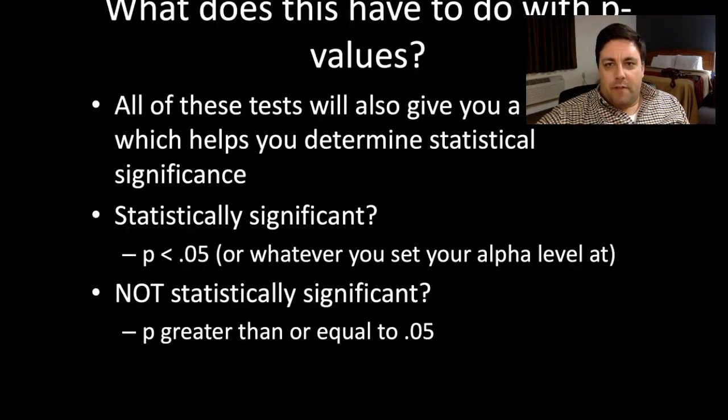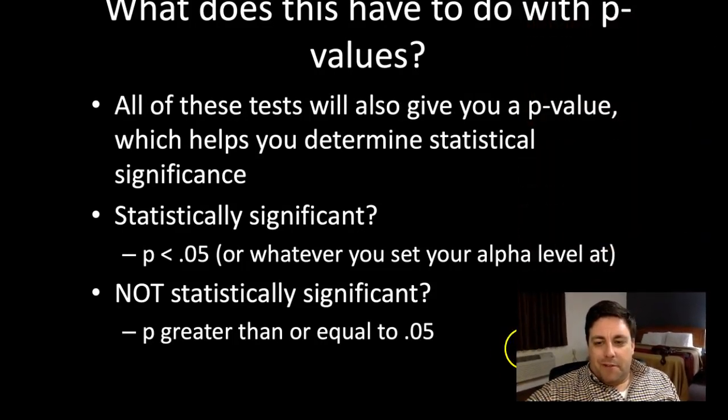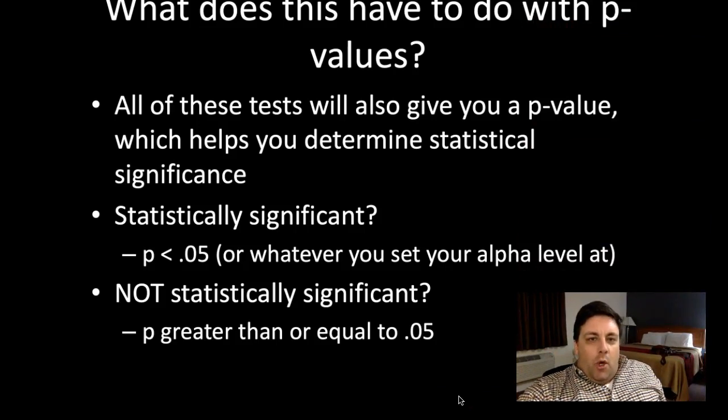So what does all this have to do with p-values? When you run, so this is another slide where I'm sort of attempting to bring it all together for you. Okay? When you run any of these statistical tests, we will also get a p-value. And that essentially is what tells us whether or not our results are statistically significant. So how do we determine if something is statistically significant? Well, typically it's that p-value is less than 0.05, or whatever it is we set our alpha value at.